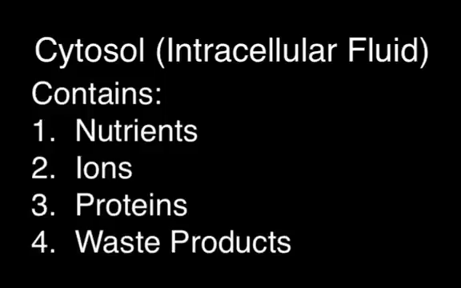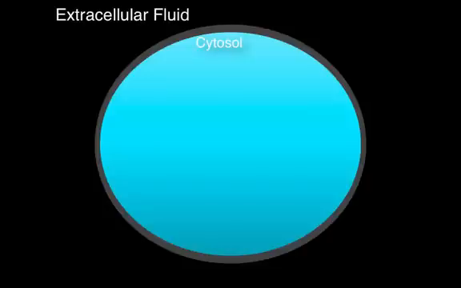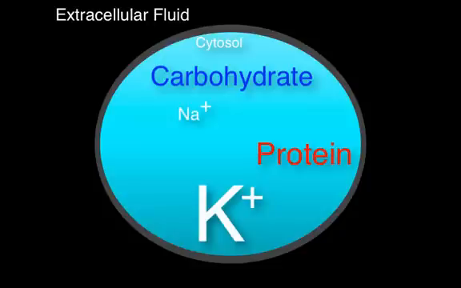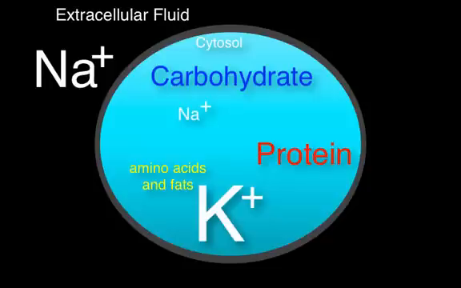The cytosol contains many dissolved materials such as nutrients, ions, proteins, and waste products in varying amounts. For example, within the cytosol are high ion concentrations of potassium, but low concentrations of sodium. The cytosol also contains high concentrations of protein and carbohydrates and smaller amounts of amino acids and fats. In contrast, the interstitial fluid or extracellular fluid contains a high concentration of sodium, but a low concentration of potassium, and very few proteins are found in the extracellular fluid.